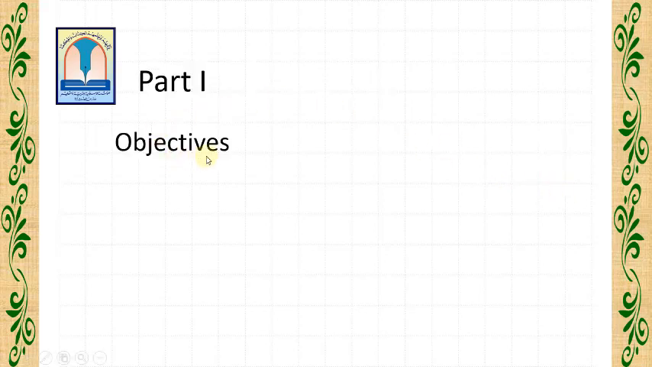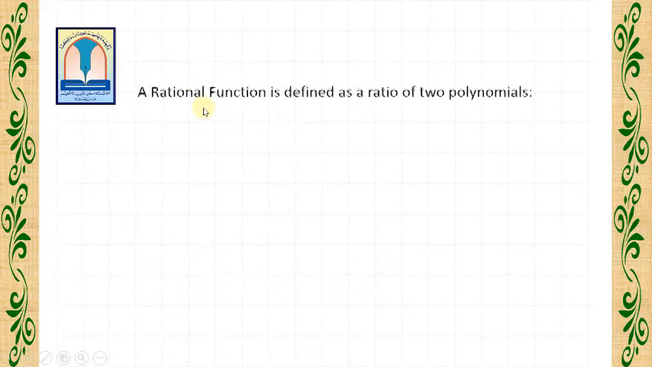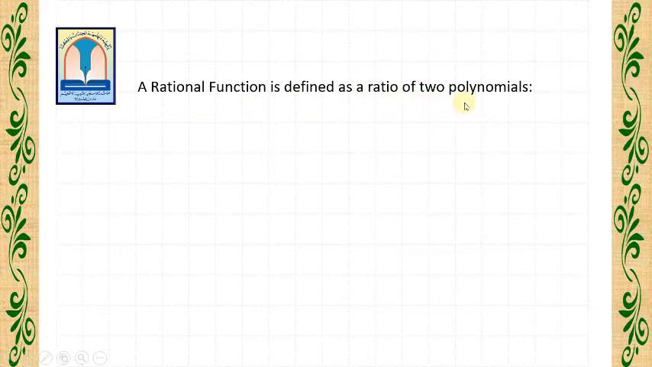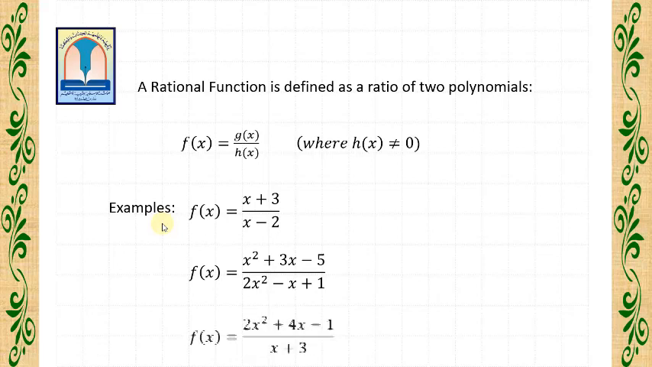Part 1, Objectives. Define a rational function. Define a vertical asymptote. A rational function is defined as a ratio of two polynomials, f of x equals g of x over h of x, where h of x is different from 0. Examples of some rational functions.